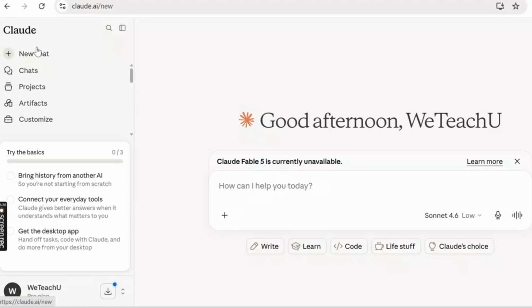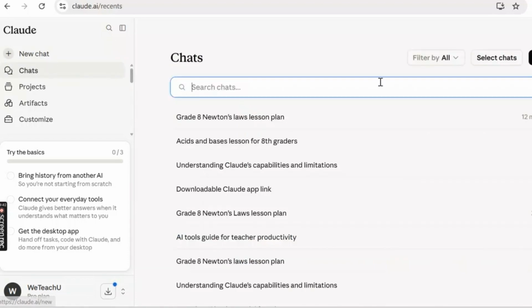Do I want to start a new chat, or do I want to come back to my previous chats and see when exactly I started this chat, and if I want to continue it? I've just asked Claude to create a grade 8 Newton's laws lesson plan. I can continue the conversation about this chat.